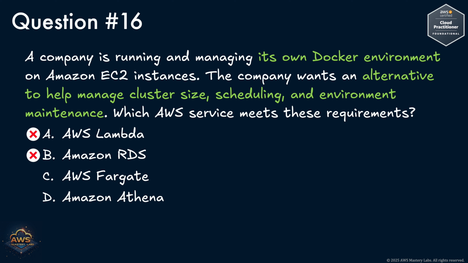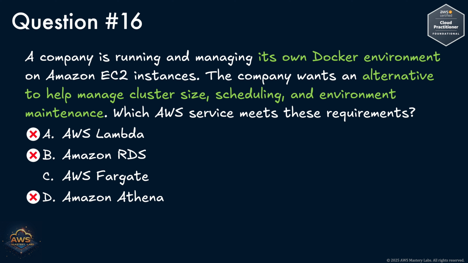Option B, Amazon RDS. Amazon RDS is a managed database service, completely unrelated to container orchestration or Docker environments. It doesn't schedule tasks, manage compute clusters, or run container workloads of any kind. This option addresses data storage and management, but offers no relevance to the container ecosystem described. Incorrect, because RDS is a managed database solution, unrelated to container or Docker workload management.